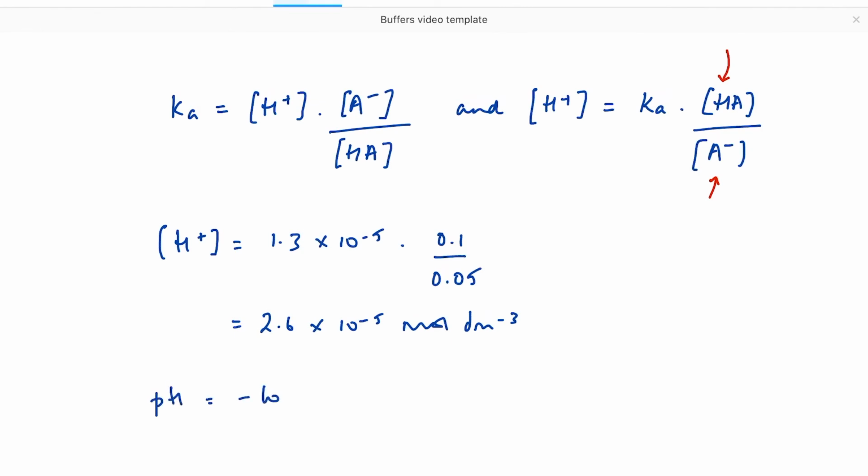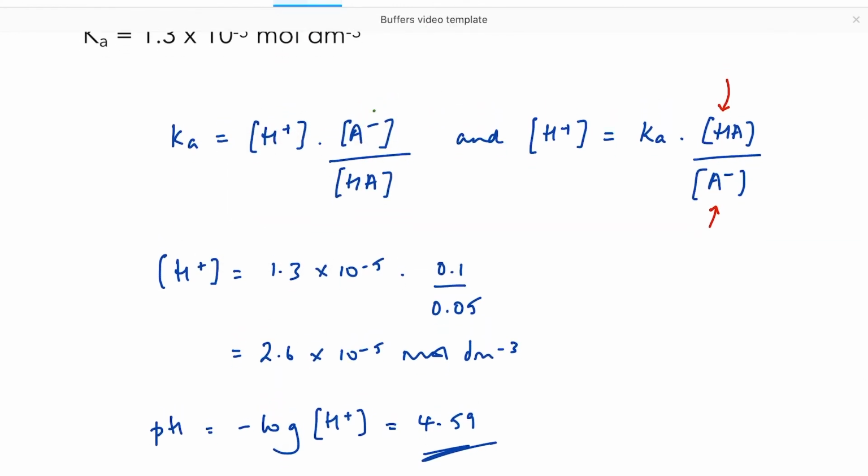pH equals minus the log of the hydrogen ion concentration. And when you plug that into your calculator, it comes out at 4.59. So the pH of my buffer is 4.59. So going back, that is the concentration of the salt, and HA is the concentration of the weak acid.